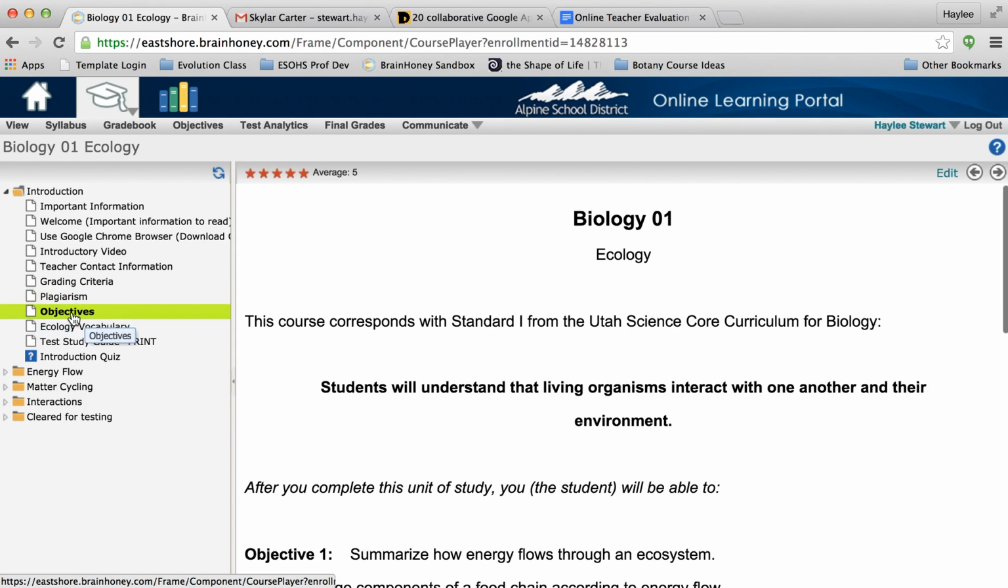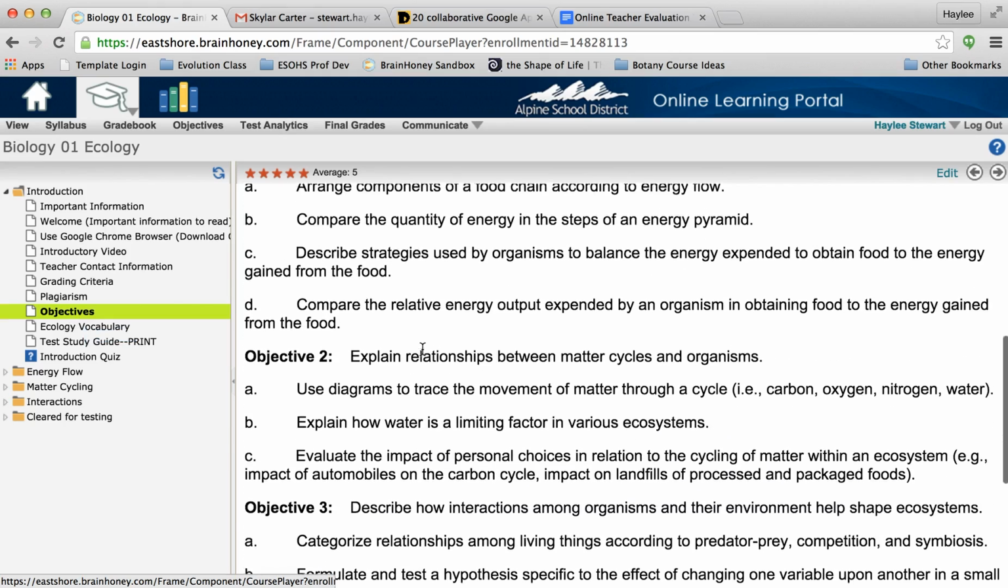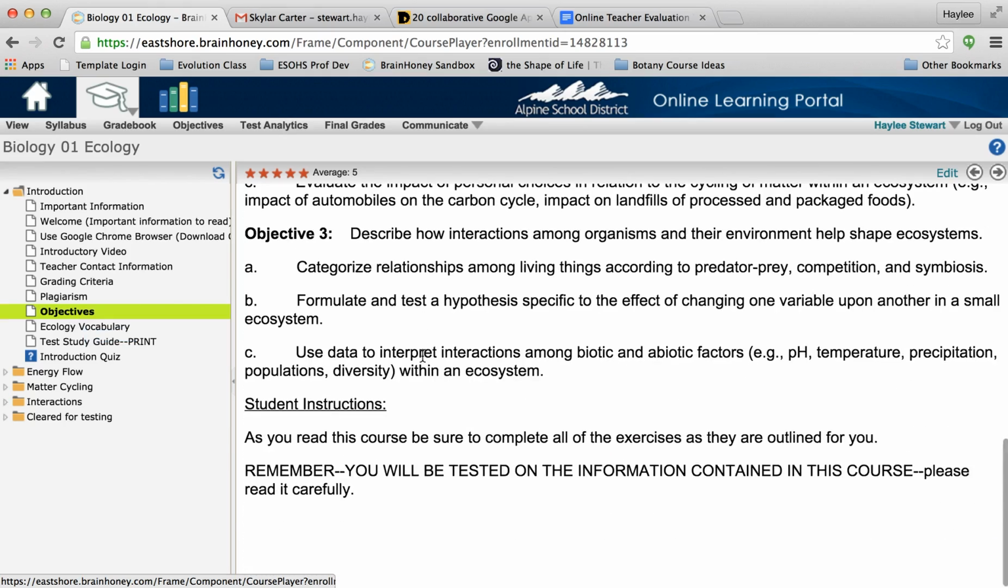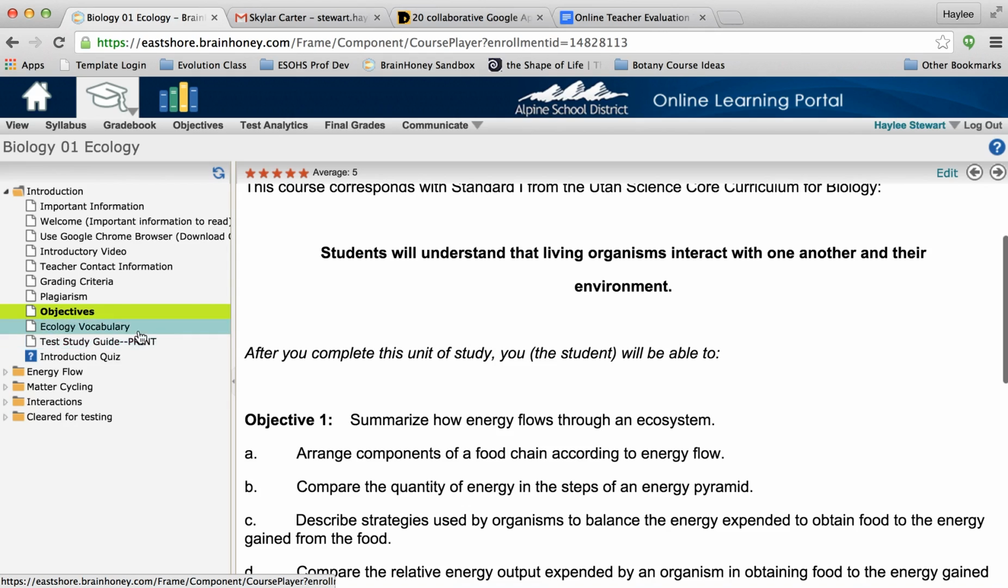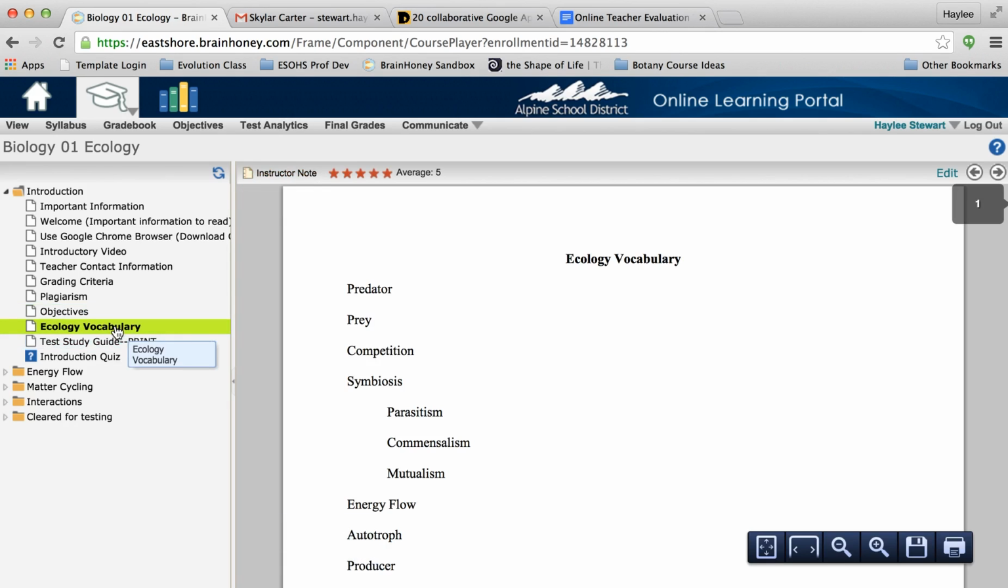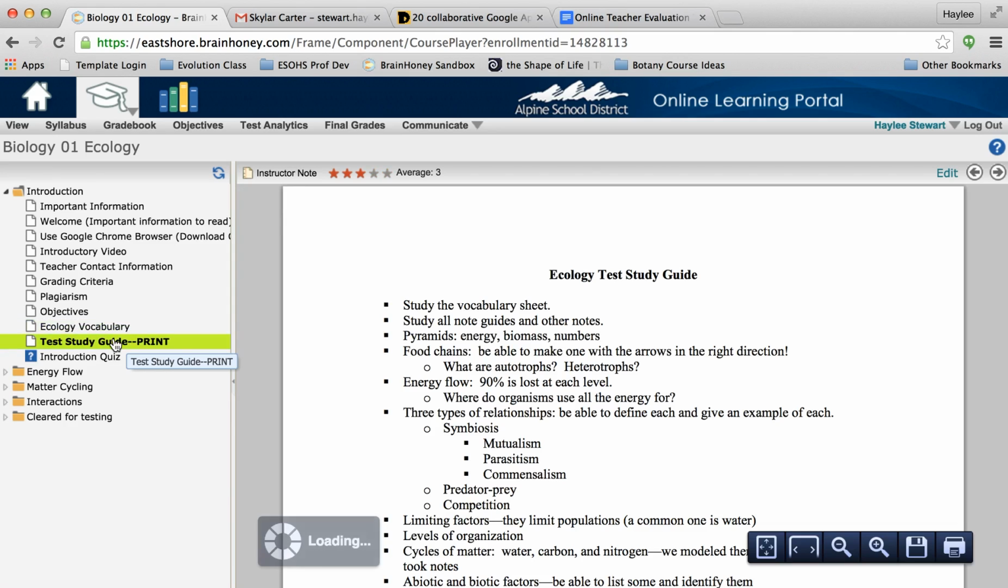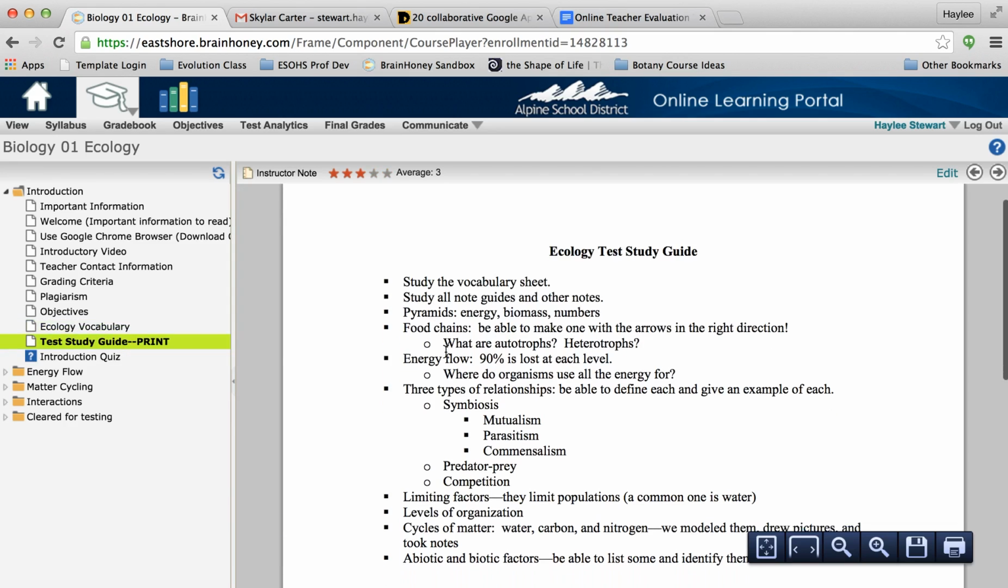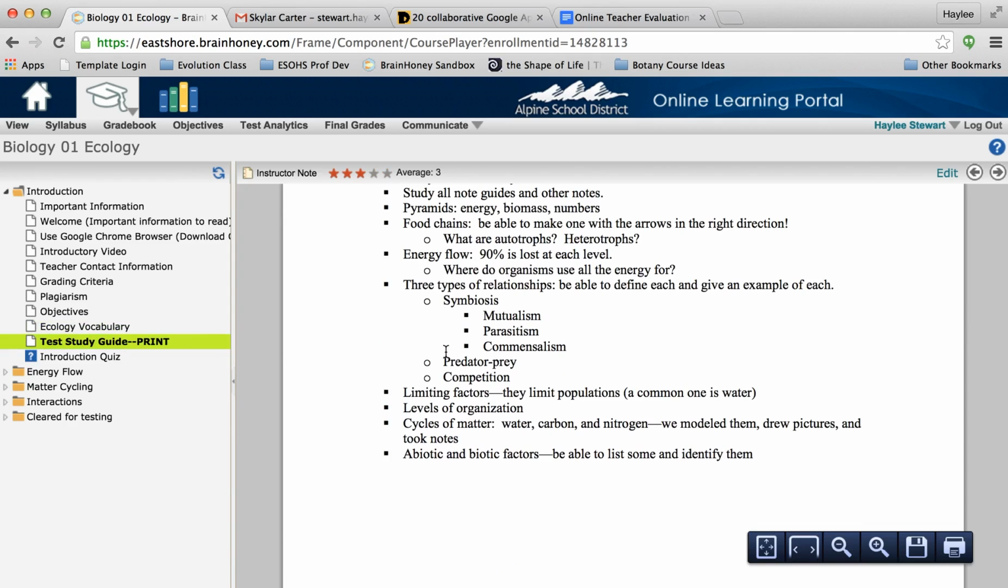I also list my objectives, and this is going to be big for Standard 4 that we'll talk about in just a minute. These are the things that students should be able to do or know by the end of the unit. I almost always have a vocabulary sheet as well, in science especially. It's like learning a new language almost. So I give students a vocabulary sheet, and then I always give them a study guide that they can either save or print out so they know what's going to be happening in the unit and what type of vocabulary and what kind of concepts they need to know for the test.